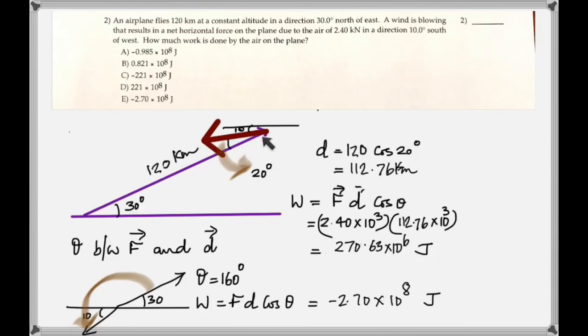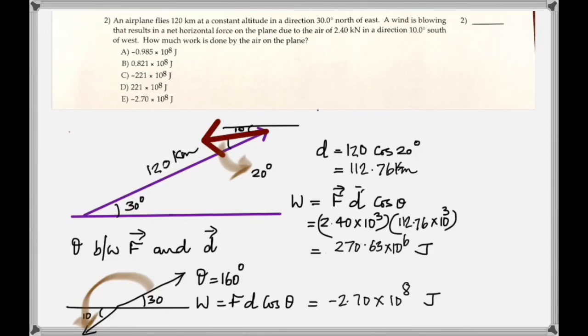So we have the displacement here, and we have this net force. So when you take d cosine theta, we're going to get the displacement in the direction of the force. And from the problem, we know that this angle is going to be 20 degrees. Look at the diagram, and that should be very clear. This is 30, and this net is 10, so this must be 20. So when you take d cosine 20, you get 112.76 kilometers, and then use that to multiply it with the force to get the work done.